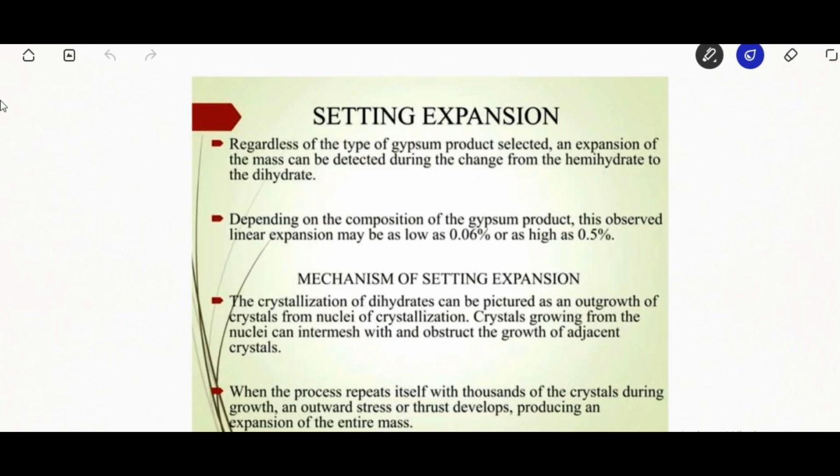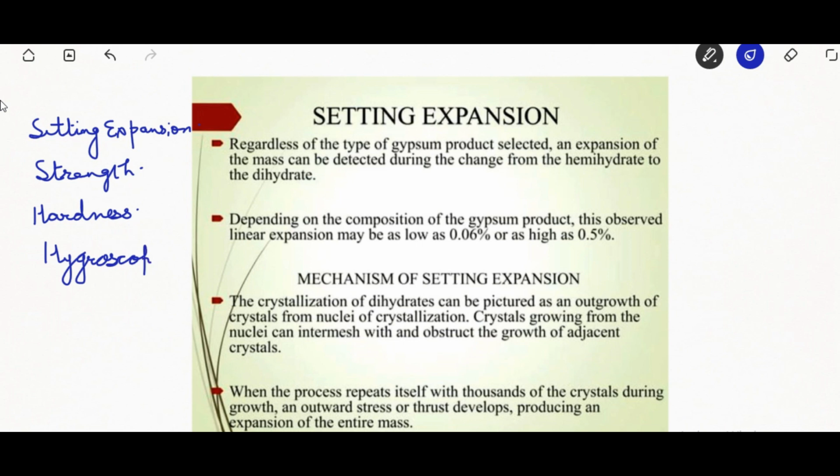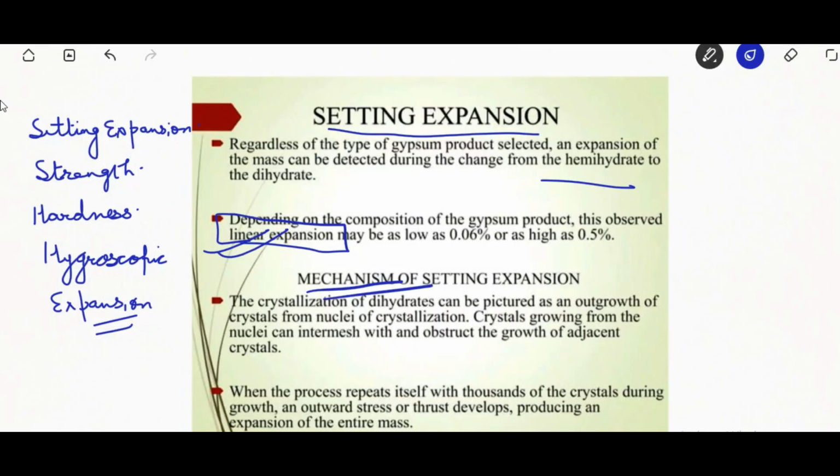The important properties of gypsum are setting expansion, strength, and hardness. Regardless of the type of gypsum product selected, an expansion of mass can be noticed during the change from hemihydrate to dihydrate. This linear expansion may be as low as 0.06% or as high as 0.5%. So what is the mechanism of this setting expansion?